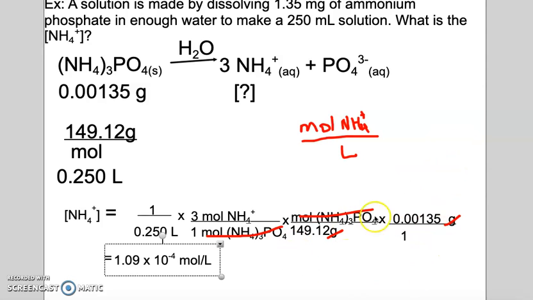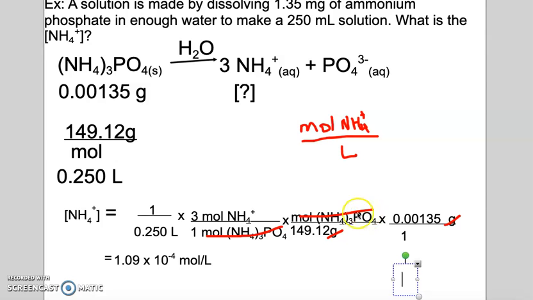So here's the rest of that last question that we are working on. We started with 1 over the volume to place our liters on the bottom like we needed. We then used our ratio so that we could place the moles of ammonium ion. We then used the molar mass of the ammonium phosphate, which we flipped so that we could cancel moles of (NH4)3PO4. And the last unit we needed to get rid of was the grams over here, so we used the mass to be able to help us get rid of our grams.